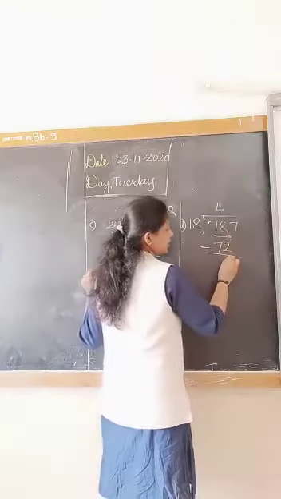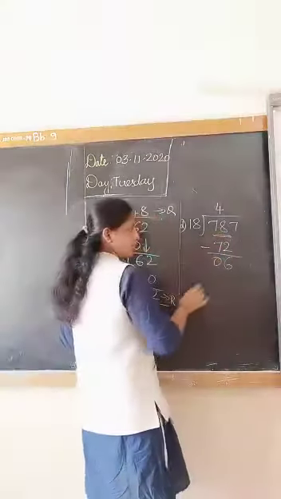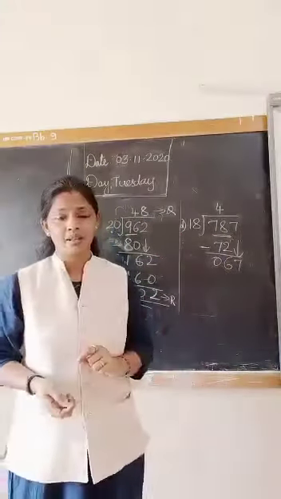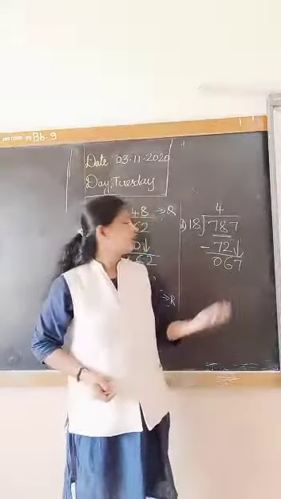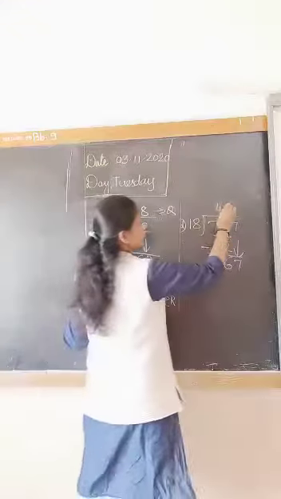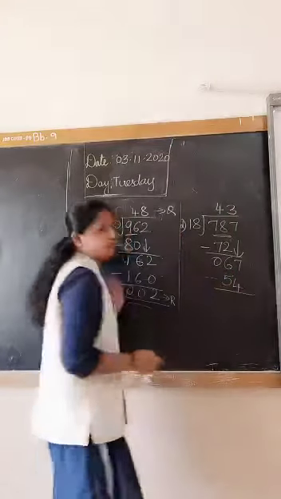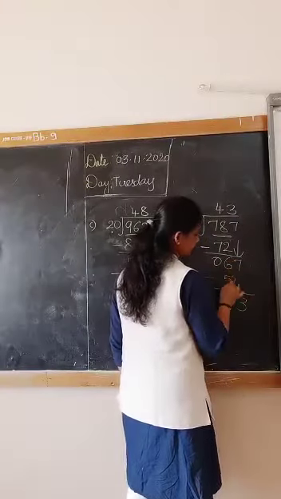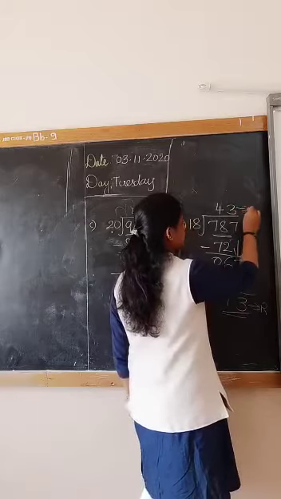8 minus 2 is 6 and 7 minus 7 is 0. So 6 remains and take the next number down, that is 7, making 67. Just now we said 18 fours are 72, so that's too big. So 18 threes are 54. If you know tables, it is very simple, children. 7 minus 4 is 3. 6 minus 5 is 1. So 13 is the remainder here and this is the quotient.